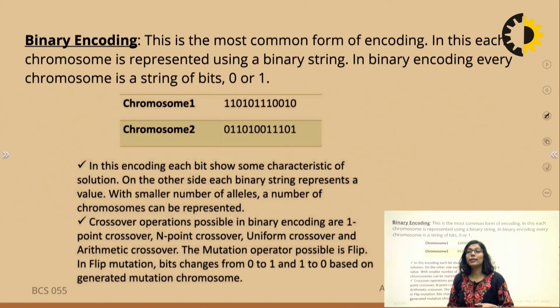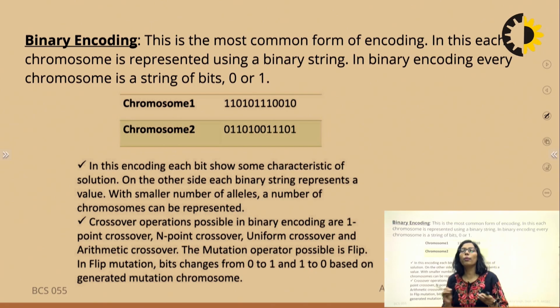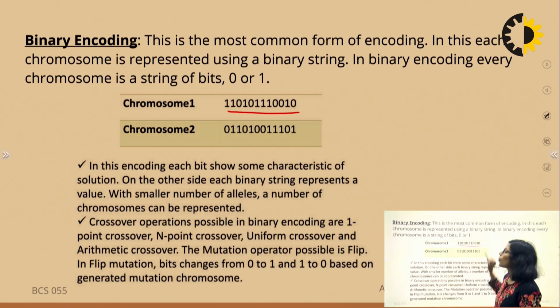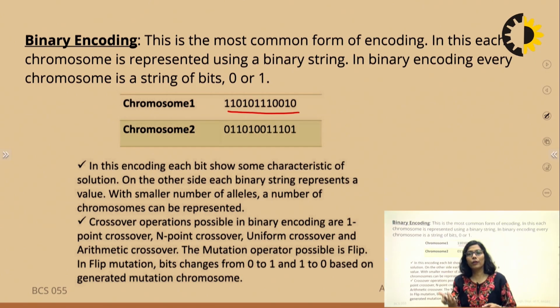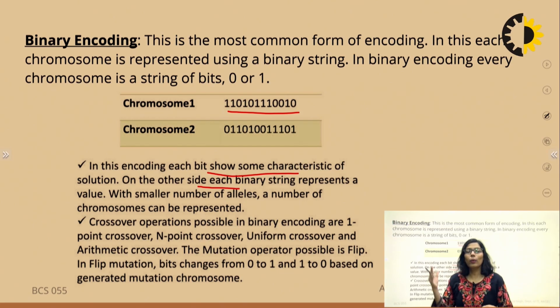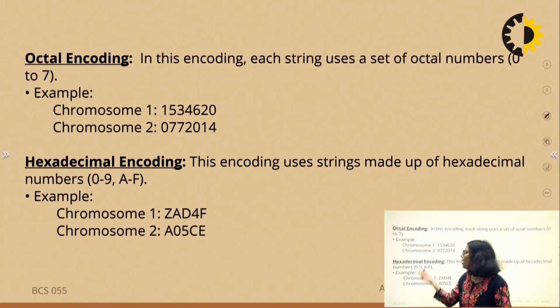Now, this is binary encoding. Binary encoding is the most common form of encoding, and it says that I have to represent a solution as a binary number, that is 1 or 0. 1 says the presence and 0 says the absence. See, this is one solution of the population. In this encoding, each bit shows some characteristics of a solution. On the other side, the binary string represents the value. In the example that we have seen so far, the knapsack problem, we have represented my phenotype as binary. Similarly, we can convert into octal and hexadecimal.